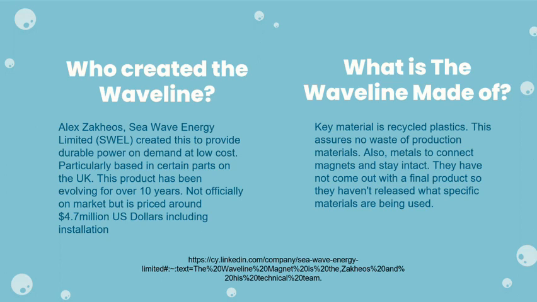What is this made out of? Recycled plastics is the number one. So they've collected recycled plastics and melt this down into the Waveline Magnet. So there's no waste of production. Also, there are metals that connect these magnets to stay intact, and they have not come out with a final product. They have prototypes as of right now, so there's not more information on what they're actually using, but the website linked below is where I found most of my information, and some throughout this slide.